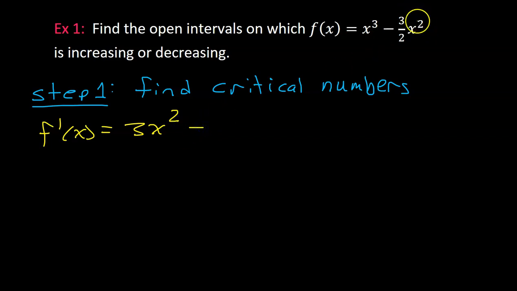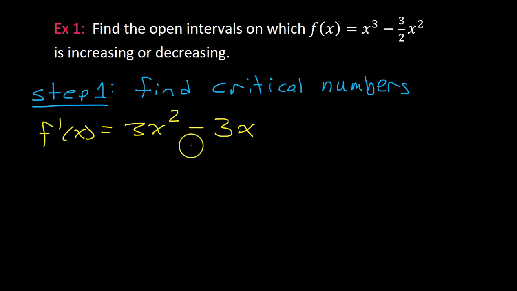Here we will multiply 3 over 2 by 2. The 2's will cancel out, and we'll have minus 3x. You decrease this by 1, and it's just x. And that's it. This is the derivative. So all we have to do to find the critical numbers is set this equal to 0. And that way we'll find the values where the derivative is equal to 0.